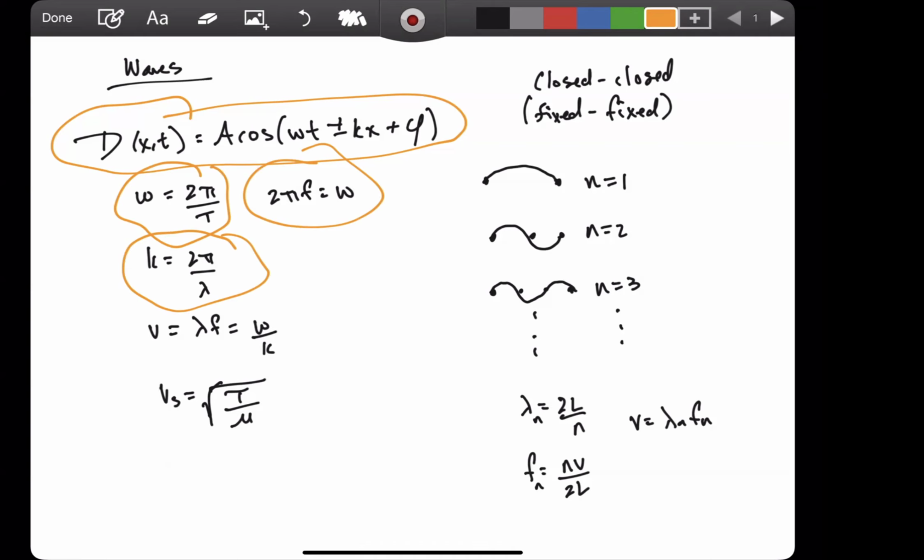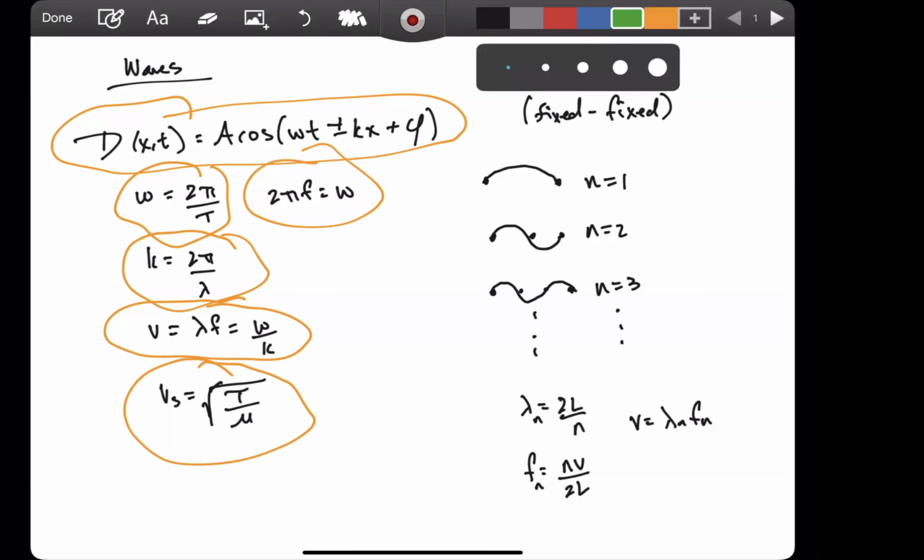distance between successive peaks. We have the velocity, or the speed of the wave, for a general wave, which is the wavelength times the frequency, or also the angular frequency divided by the wave number. And then we have specifically the wave on a string, which is the square root of the tension divided by the linear mass density.